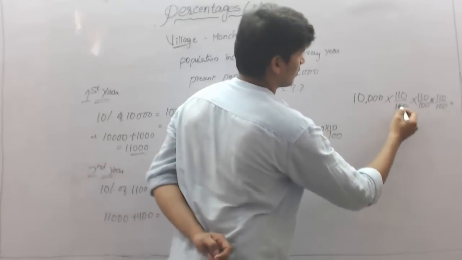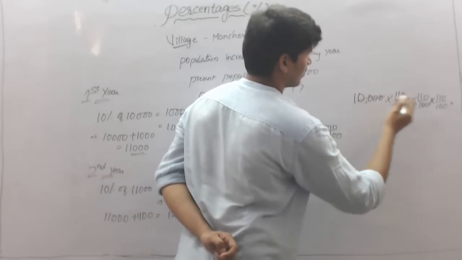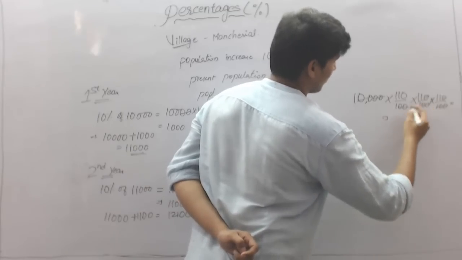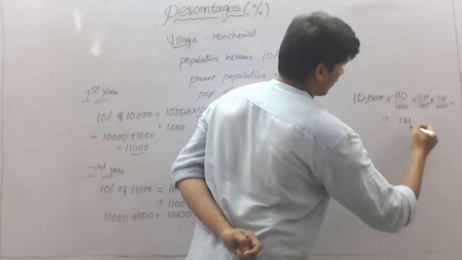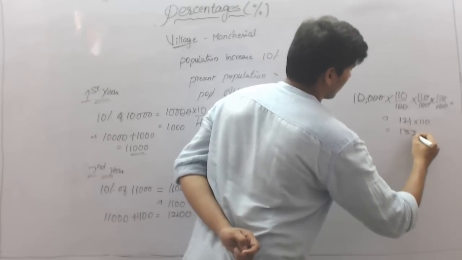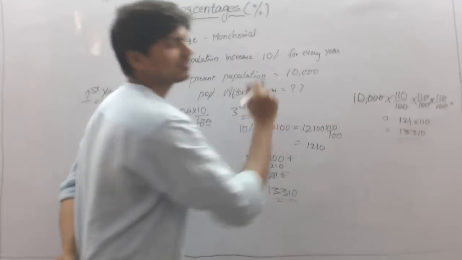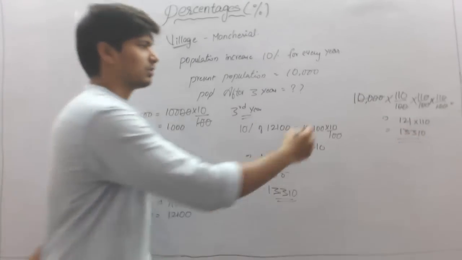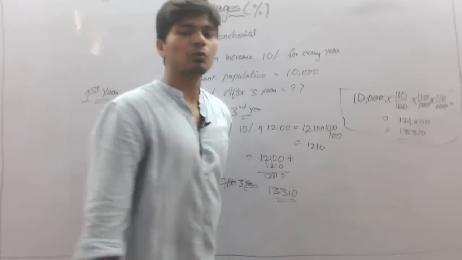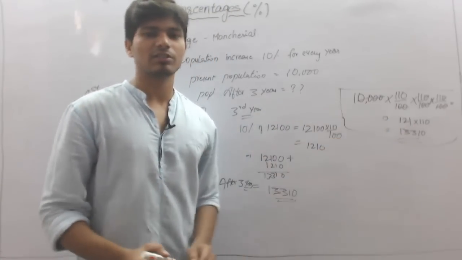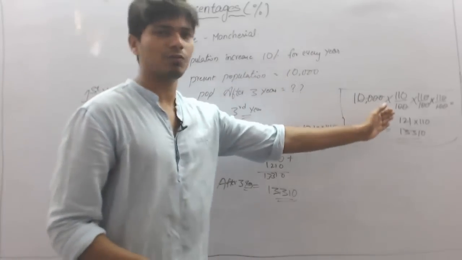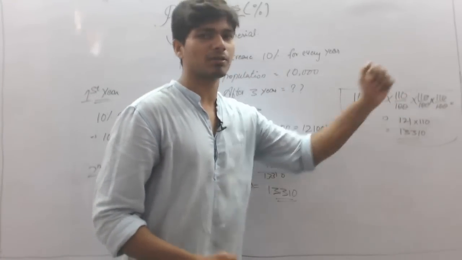See, which gives 11 into 11, 121 into 100, that gives 13310. See, very simple. Just within a few seconds, less than 10 seconds, you are going to solve this problem. Got clarity? Instead of doing all this, go for this 10% increase, 10% increase, 10% increase.